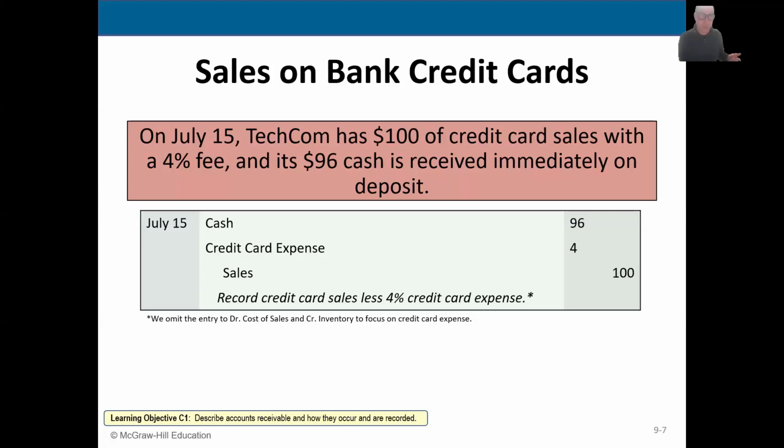Okay, so in this example, we made a sale of $100. The customer's paying us with a credit card. We debit cash $96. We debit credit card expense $4, because it's a 4% fee on a $100 sale. And then we credit sales $100. So you might be wondering, where does this credit card expense go? It goes on your income statement. It's an expense. Okay, so that's credit cards.